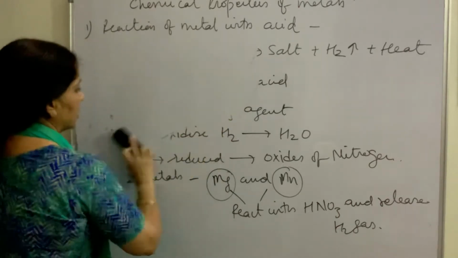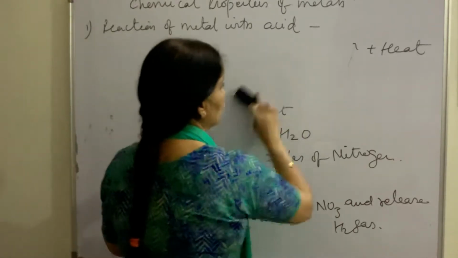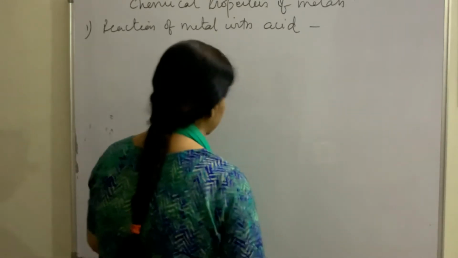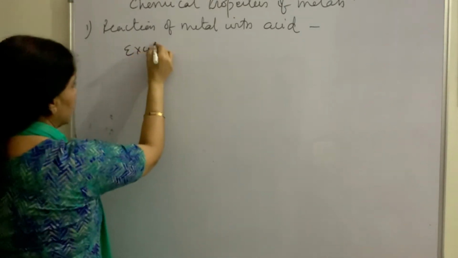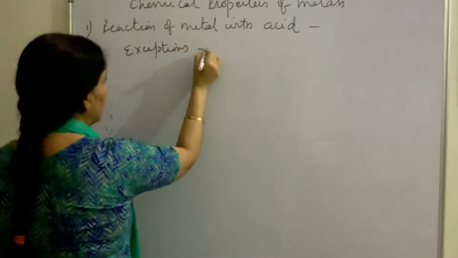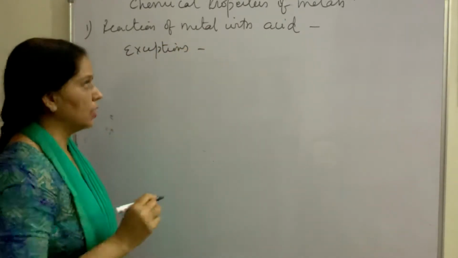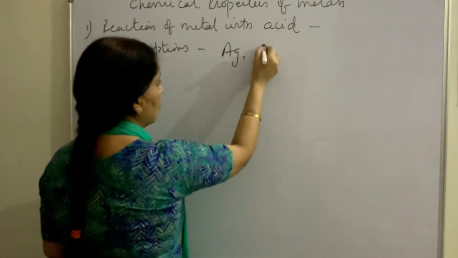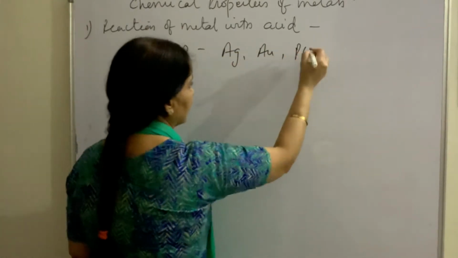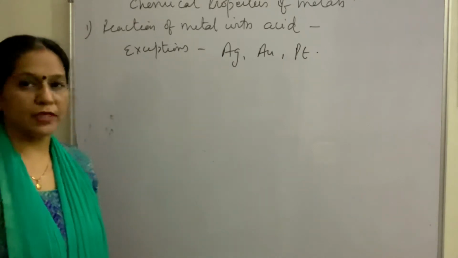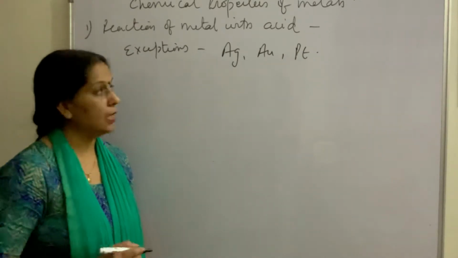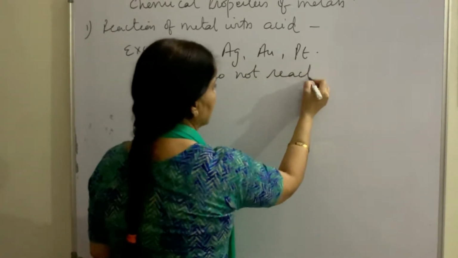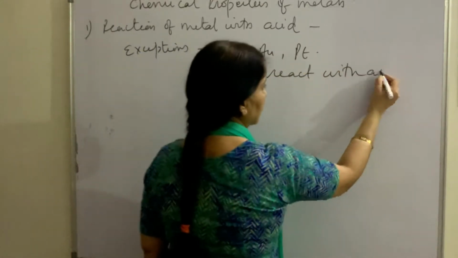Apart from this, there are some metals which do not react with acids at all. So what are the examples of exceptions we can say? What are the exceptions? One exception is silver, gold and platinum. These are the three metals which are least reactive and they do not react with acids.